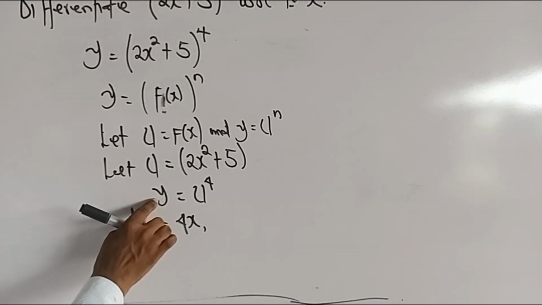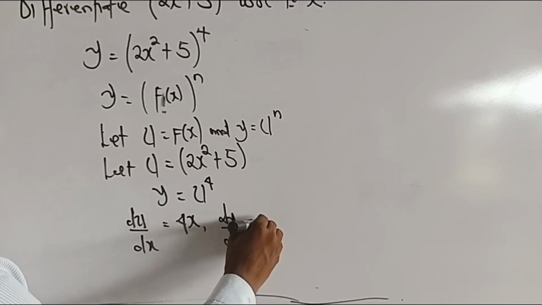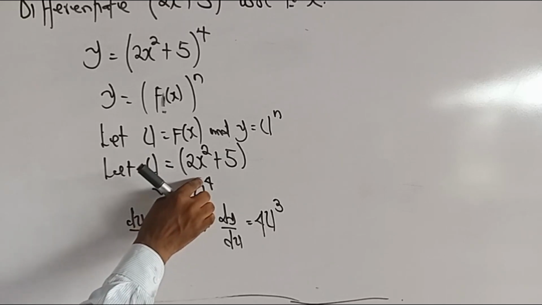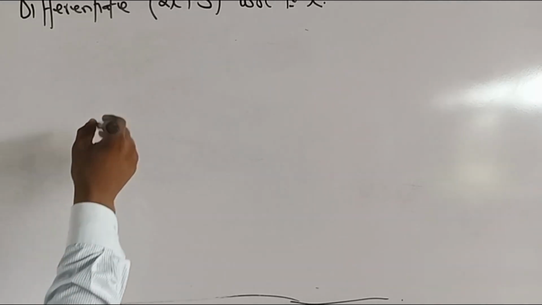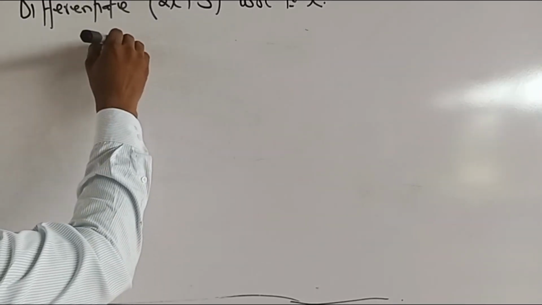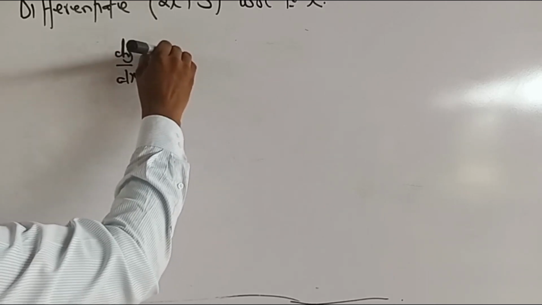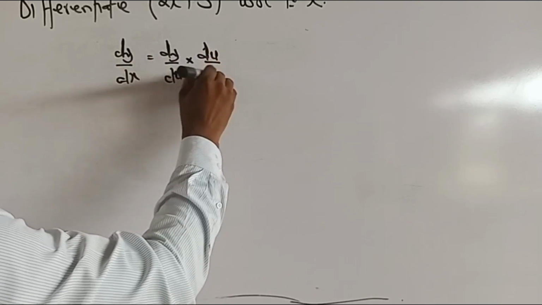So let's also differentiate y with respect to u. I'm going to have dy over du equals 4u raised to power 3. Like I said, the method of differentiating is to bring the power down while you subtract 1 from it. So this is what we have as our du/dx and dy/du. So let's impute the mathematical expression for function of function. It says that dy/dx is equal to dy/du times du/dx.